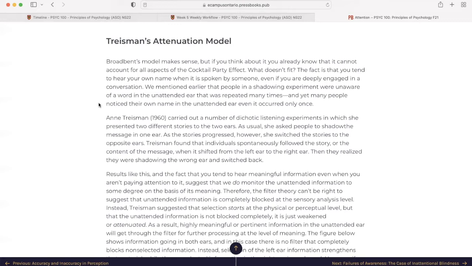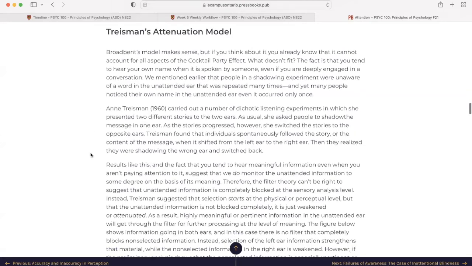Anne Treisman carried out a number of dichotic listening experiments in which she presented two different stories to the two ears. As usual, she asked people to shadow the message in one ear. As the stories progressed, however, she switched the stories to the opposite ears. Treisman found that individuals spontaneously followed the story or the content of the message when it shifted from the left ear to the right ear. Then they realized they were shadowing the wrong ear and switched back.